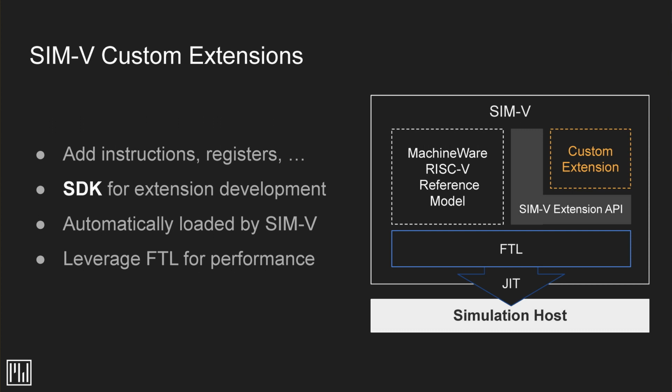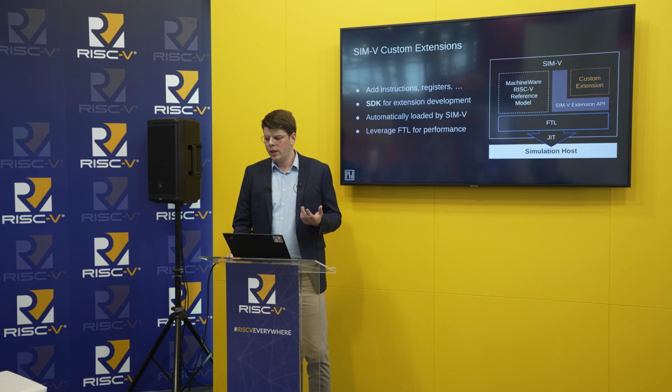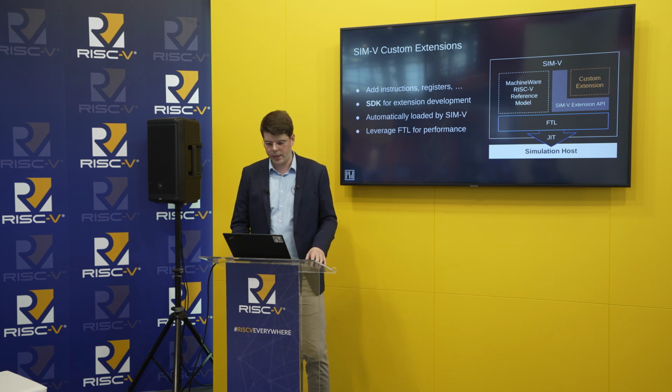And you can leverage our just-in-time compilation backend, FTL, for maximum performance. The way in which we envision this should work is you can get a RISC-V reference model from us, which can, for example, run Linux or Android, and then you can use our extension API to add your own custom extension to the simulator in a very easy way.